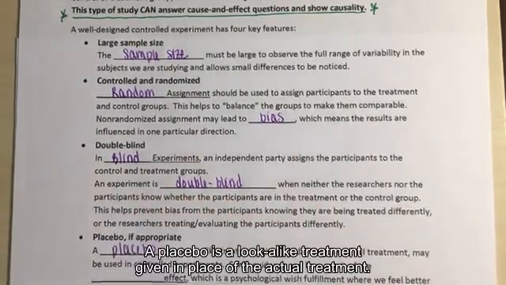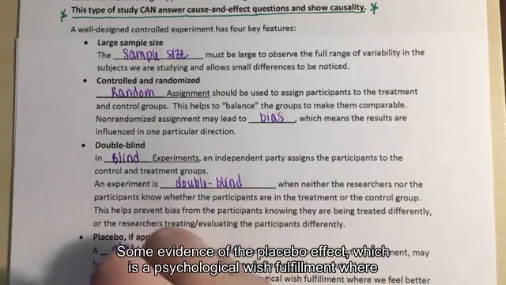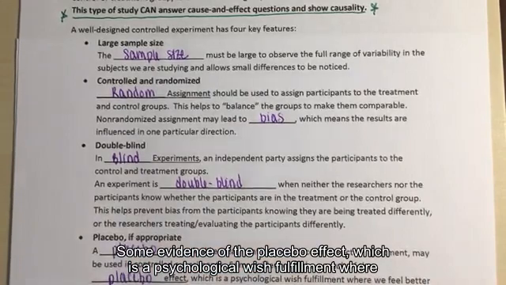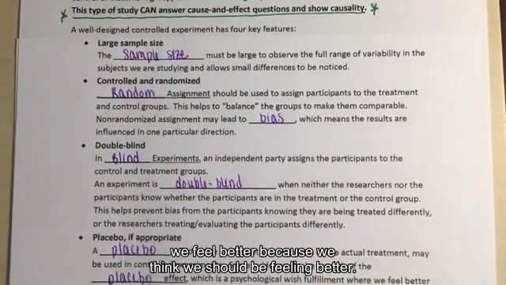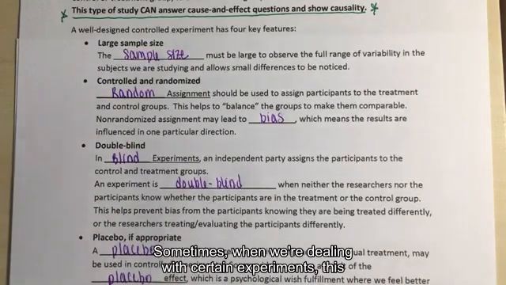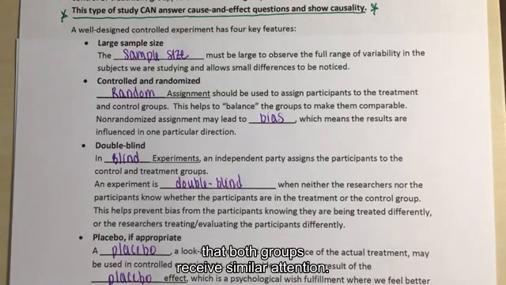A placebo is a look-alike treatment given in place of the actual treatment. Right? These may be used in controlled experiments. Some evidence of the placebo effect, which is a psychological wish fulfillment where we feel better because we think we should be feeling better. So sometimes when we're dealing with certain experiments, this is something that could happen. To neutralize the placebo effect, it is important that both groups receive similar attention.